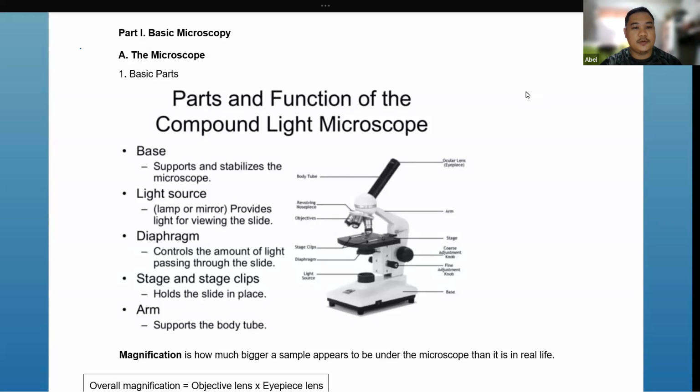Good day, everyone. Today we're going to discuss the biology part, which is our part one, our basic microscopy. So the first part of this lesson is about the microscope.